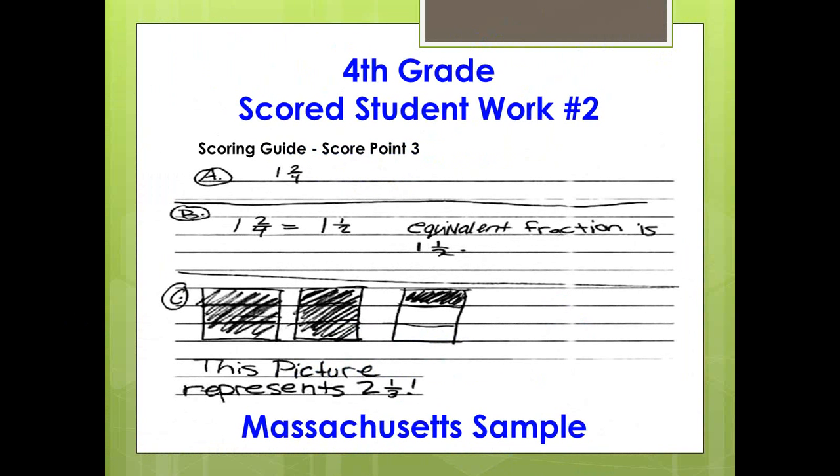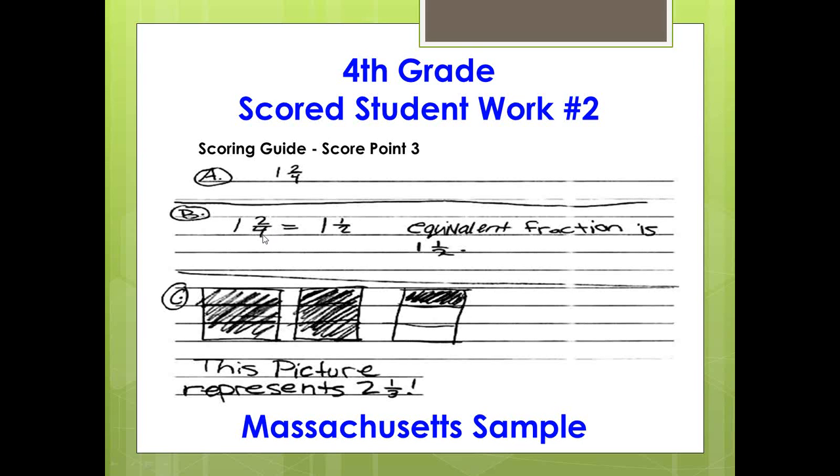All right, a score point of 3. This student, on the first one, came up with 1 2/4, because in the original you had the 1 shaded and then 2 pieces out of 4. What they did not do, on Part A, was reduce the 2/4 to 1/2.